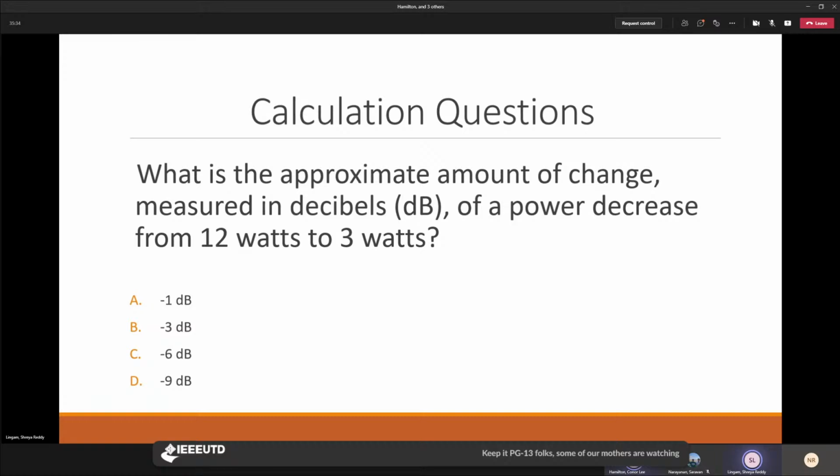Okay, perfect. So I'll start this one off. The question reads, what is the approximate amount of change measured in decibels of a power decrease from 12 watts to 3 watts? So if anybody knows, they can type it in. Again, I'll give you about 15 seconds and then I'll go over it.